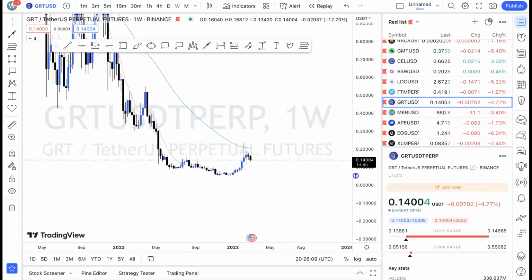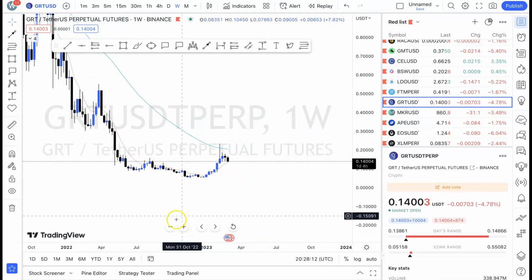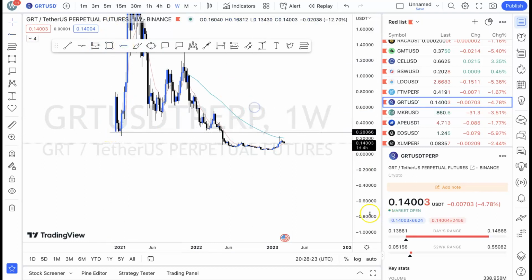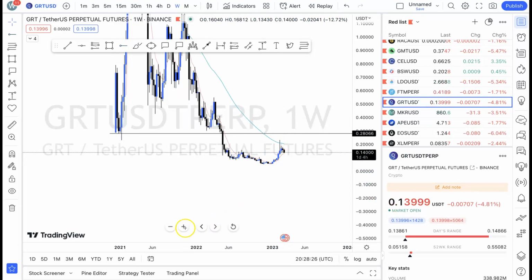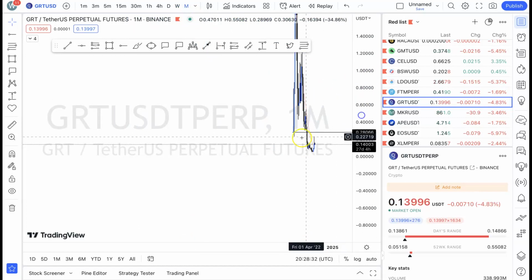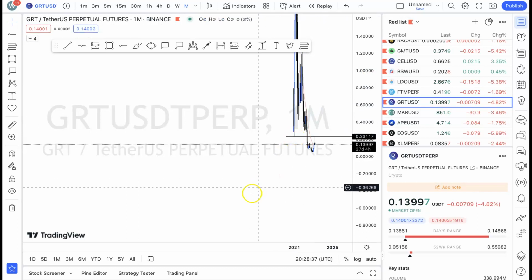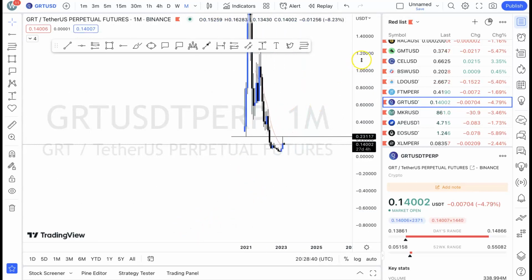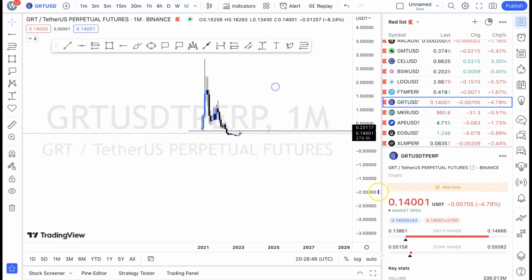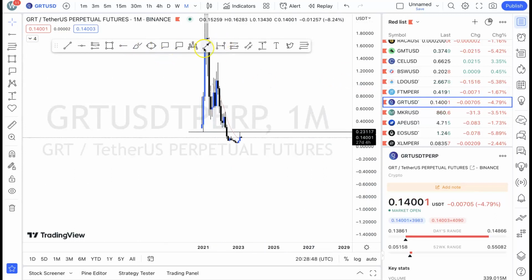For GRT, people also requested this coin to be analyzed. GRT, terrible downtrend for GRT. It looks like price has come up to retest this. There's even nothing to analyze here. Price came down and went below when it was listed on Binance. This is an amazing project. Listed January 2021. So of course, for GRT, this is what we're looking at.